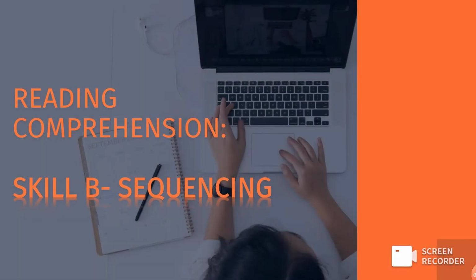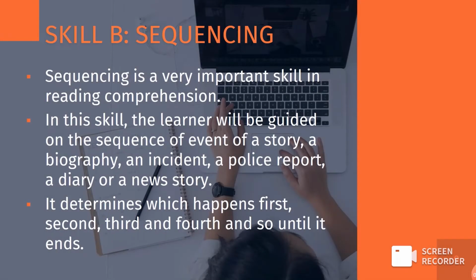Now, let's go to Skill B, sequencing. Sequencing is a very important skill in reading comprehension. In this skill, you will be guided on the sequence of events of a story, a biography, an incident, a police report, a diary, or a news story. It determines which happens first, second, third, and fourth, and so on until it ends. So this gives us, just like the word itself, the sequence of events.